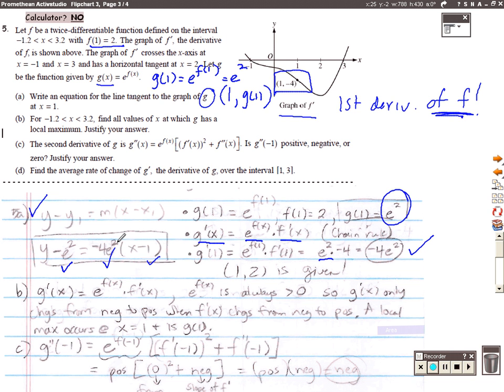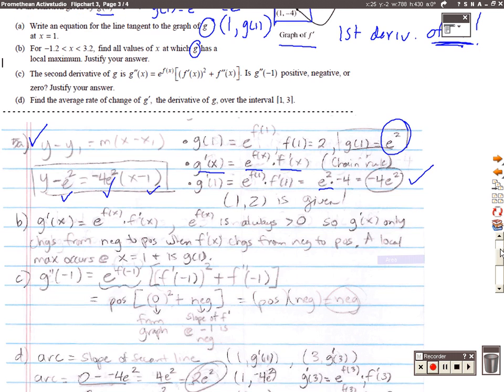Part B, find all values of x at which g has a local maximum. So we're looking for local maximums of g. Well, that means we need to know, first of all, where is g prime? Where is the derivative of g equal to 0? So that's job number 1. I already know from my work in the last problem that g prime of x by the chain rule is e to the u du.